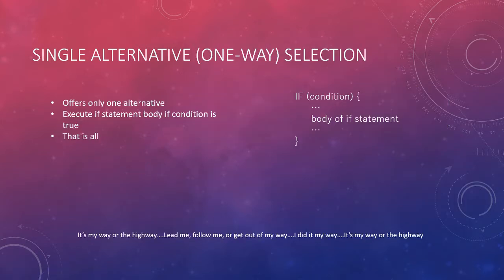That if statement, when we only have the if keyword, is a single alternative or one-way selection. It only gave us one alternative. We only did something if the stoplight was red. We only execute that if statement body if the condition is true, and that's all. So we didn't do anything else. We didn't care what other color it was. Only if it's red, we're going to stop. That's all we cared about. So that single alternative only tested for one condition.